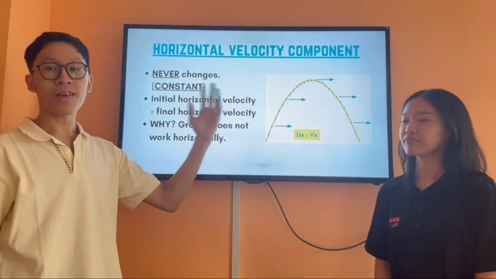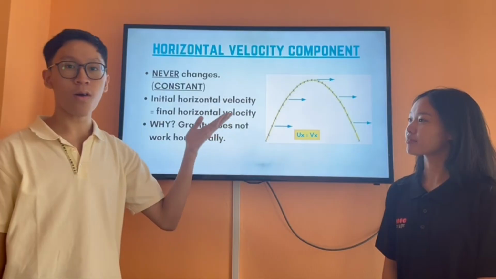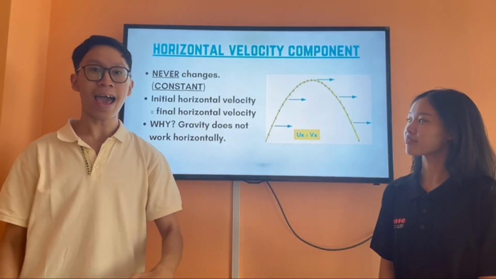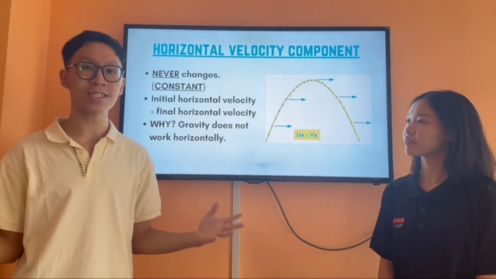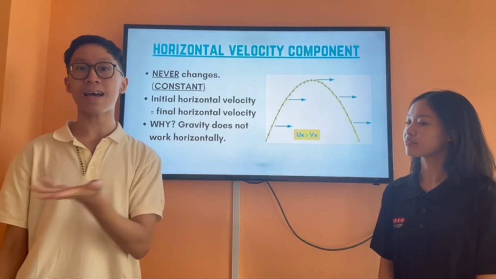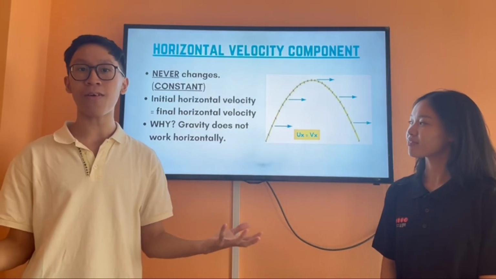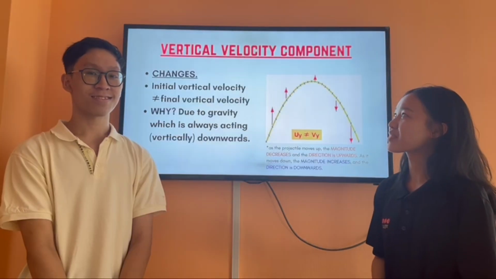So let's start with the horizontal velocity component first. The horizontal velocity will always remain the same, and the reason is simple: the gravitational acceleration always acts downward, which means there is no horizontal acceleration at all. The initial horizontal velocity will always equal the final horizontal velocity.